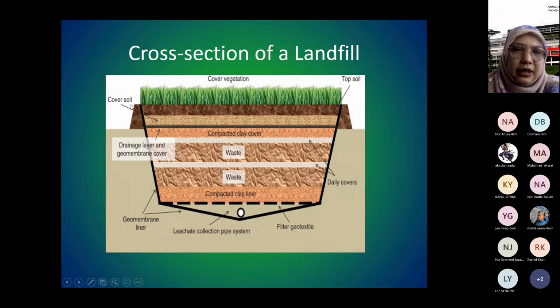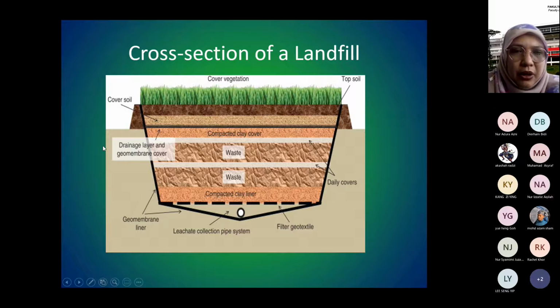Of course, we need to consider the lining system. This is the lining of the bottom of the landfill. The lining system is for us to ensure that there is no leachate or any other problematic discharge from the waste itself. We are trying to conceal the cell in order to ensure safe protection of the environment surrounding the landfill.